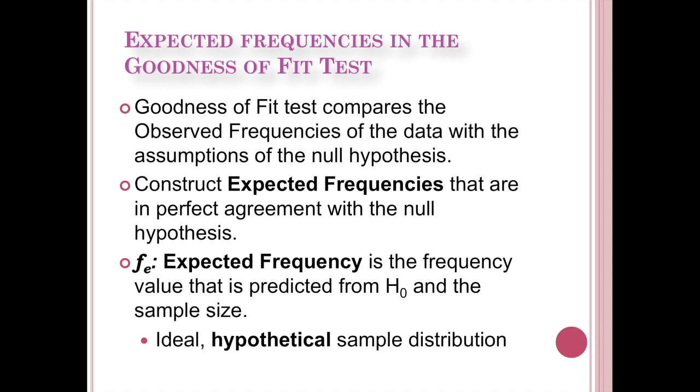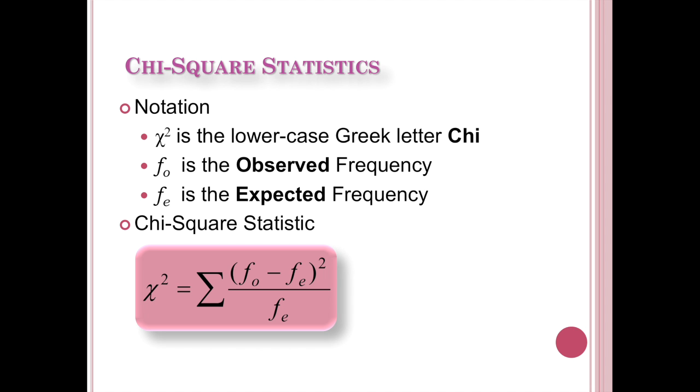The goodness of fit test compares the frequency observed with the assumptions made in the null hypothesis. So what we're going to try to do is create what we would expect the frequencies to be, and then compare it to the frequency observed. The expected frequency is symbolized with F, and then a little E down there. It's the frequency value that's predicted from that null hypothesis and the sample size. And ideally, we would have a hypothetical sample distribution.